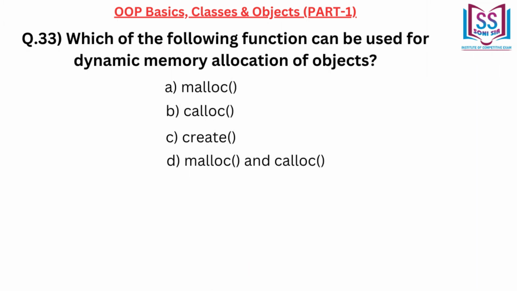Which of the following functions can be used for dynamic memory allocation of objects? A. Malloc. B. Calloc. C. Create. D. Malloc and calloc. Correct answer, D. The malloc function can be used to allocate dynamic memory for objects. Function calloc can also be used. These functions differ in the way they allocate memory for objects.